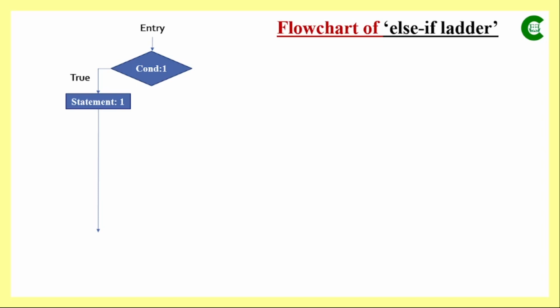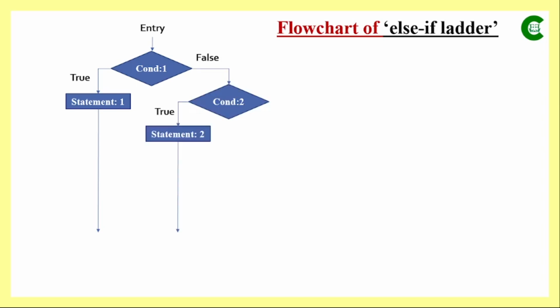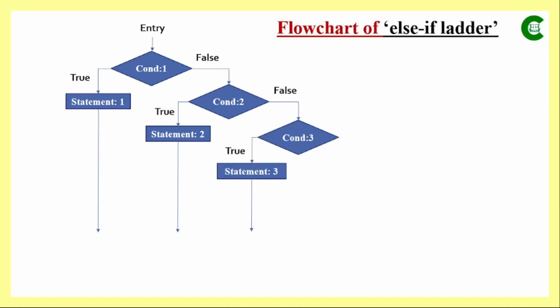And if condition 1 is false, then we will check for another condition. So here is the difference. Now if it is true, then we will be processing statement 2, and if it is false, then we will again check condition 3, another condition. If it is true, then we will process statement 3. If it is false, then we may check another condition, and this way we may have n number of conditions.